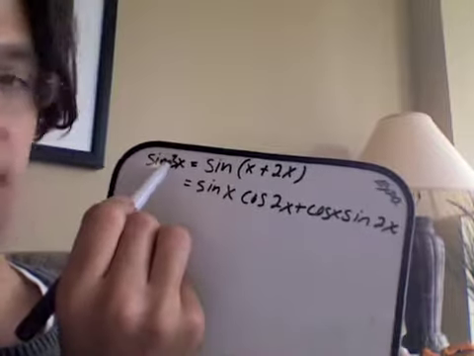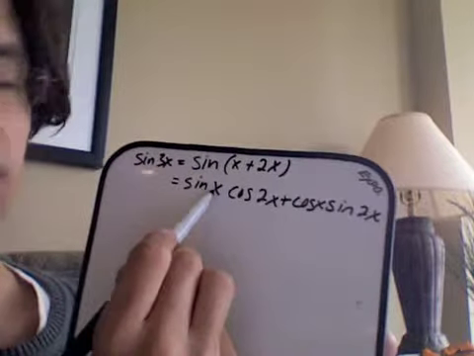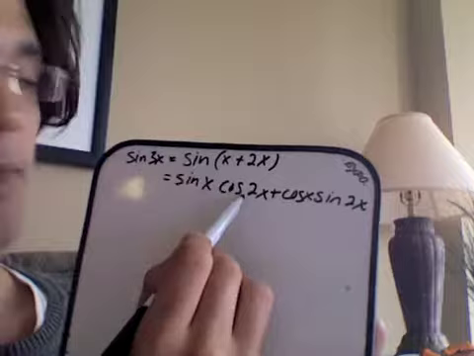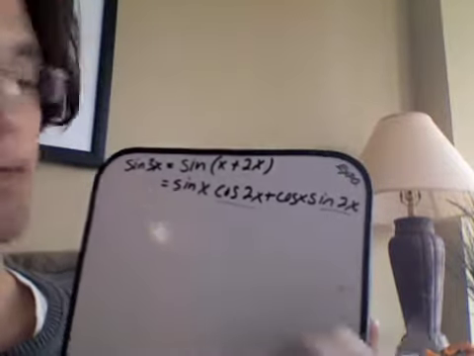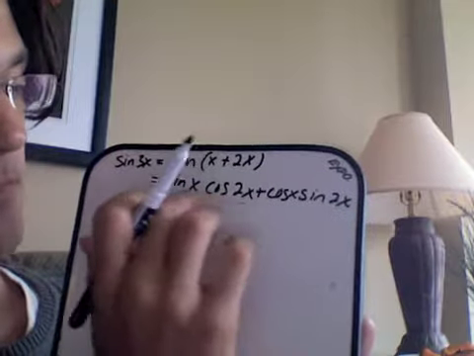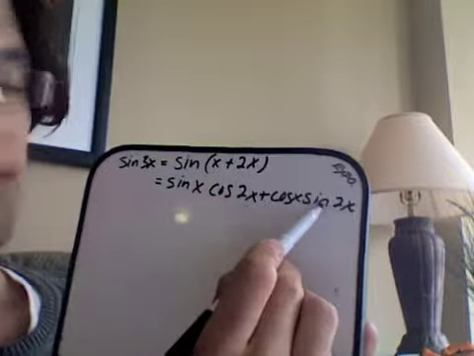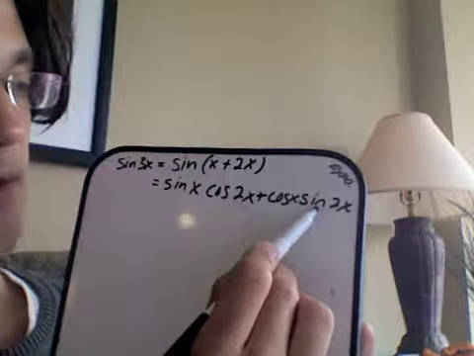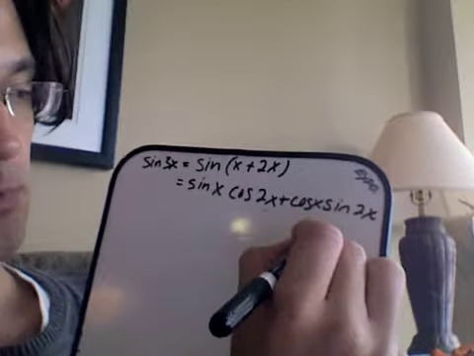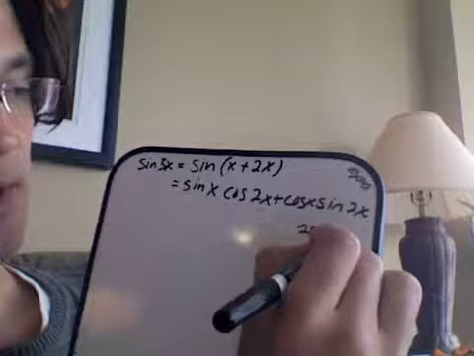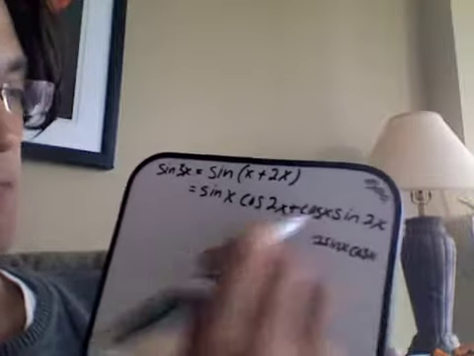We've gone from 3x as an argument to sometimes x, sometimes 2x. So what we have to do now is we have to break down these two, the ones that still have a 2x in them. This one's pretty easy. The sine of 2x is what? What's the identity for that? Right, that's just 2 sine x cosine x. Okay?